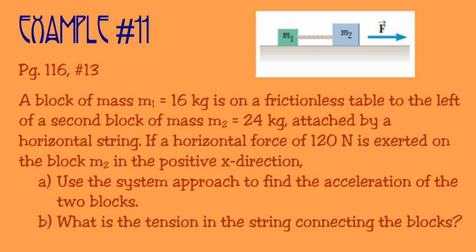The second problem that we looked at today is this problem where we have 2 masses connected by a rope that are being pulled. In this case, part A is asking us to use the system approach to find the acceleration of the 2 blocks. The system approach means that you treat both objects and the rope that connects them as one object. So it is as if we have one total mass that is being accelerated by an applied force.